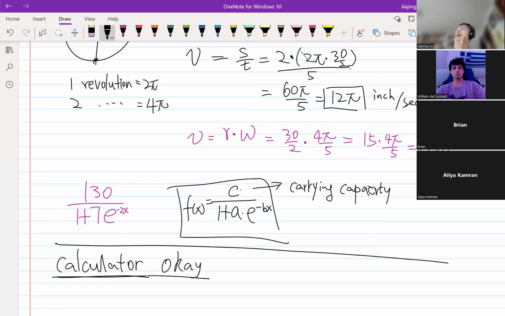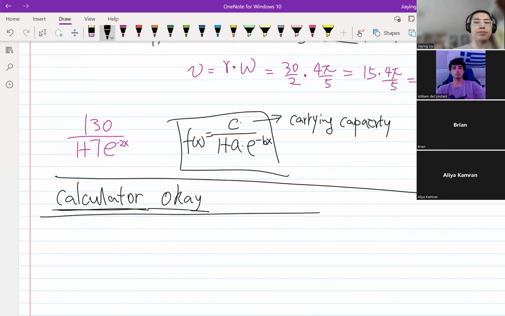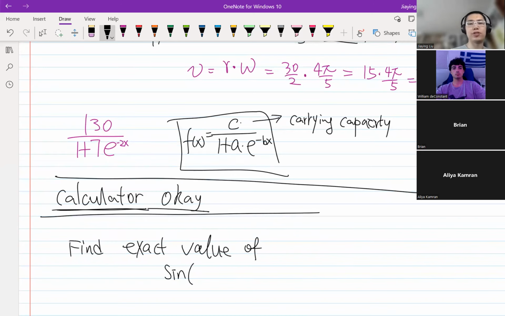Actually, let me say one more thing about the use of calculator. There's one specific type of problem where I don't want you to use the calculator. For example, if it says find the exact value of sine of negative 270 degrees, this type of problem, I'm going to actually tell you not to use a calculator.